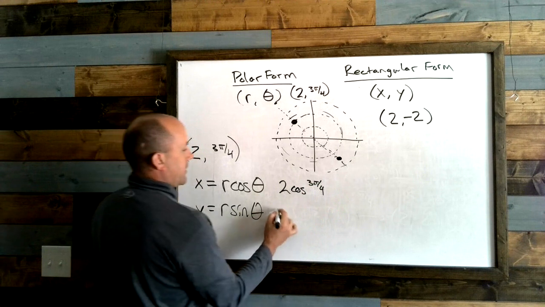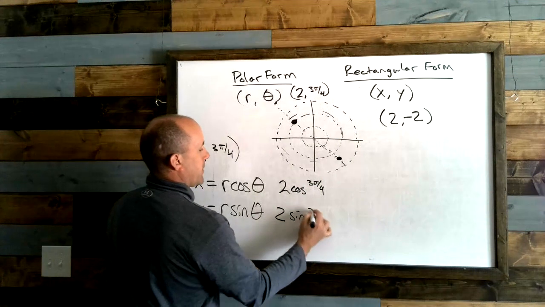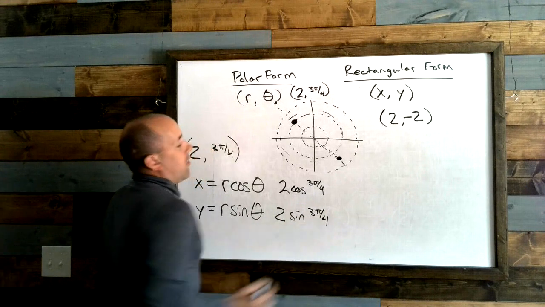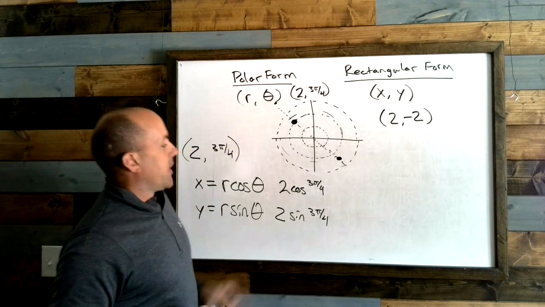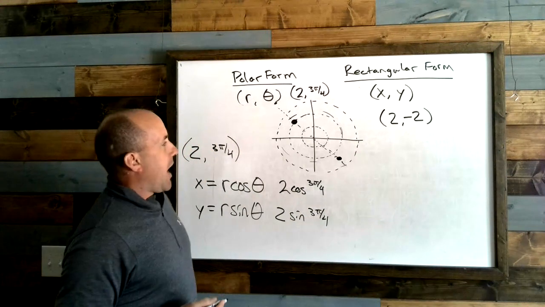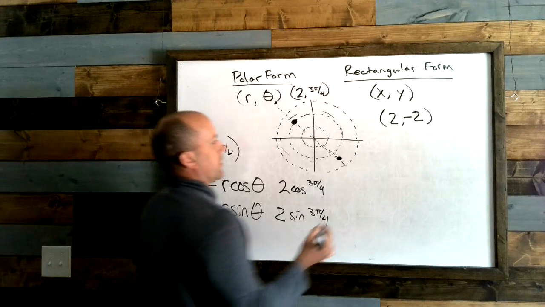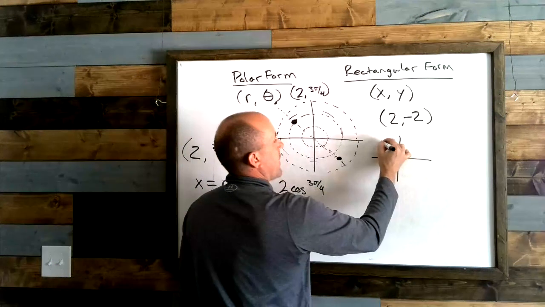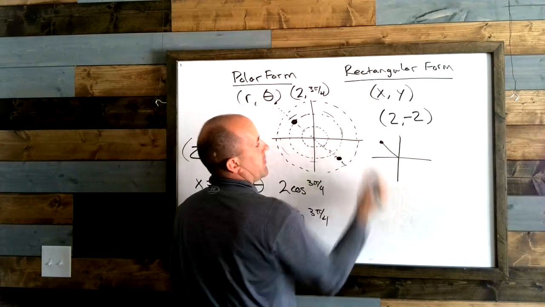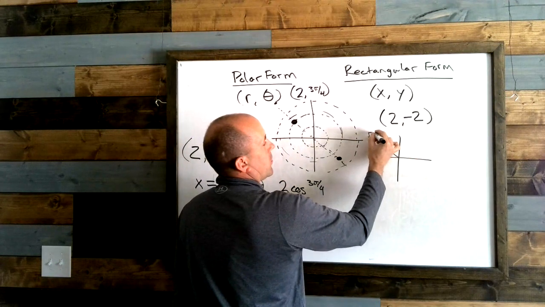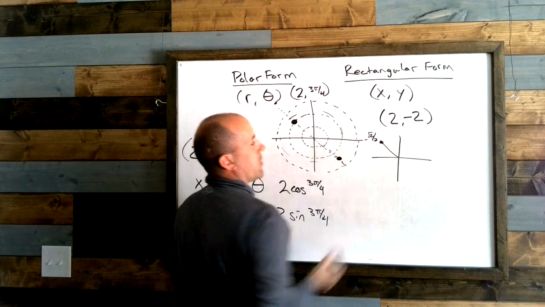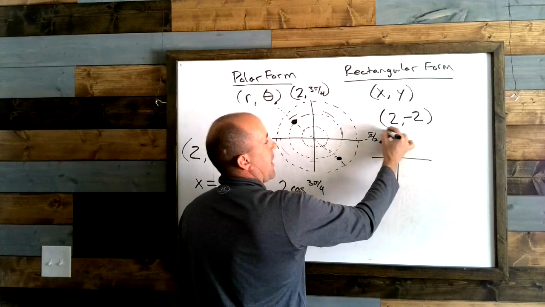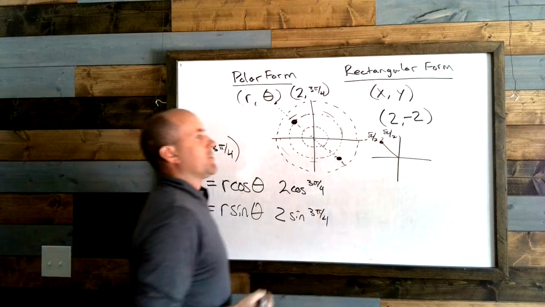And here your radius is 2 times the sine of 3 pi over 4. Well, in order to find the sine and the cosine of 3 pi over 4, I have to be able to find the terminal point value. So, 3 pi over 4, that coordinate is going to be negative root of 2 over 2 and positive root of 2 over 2.